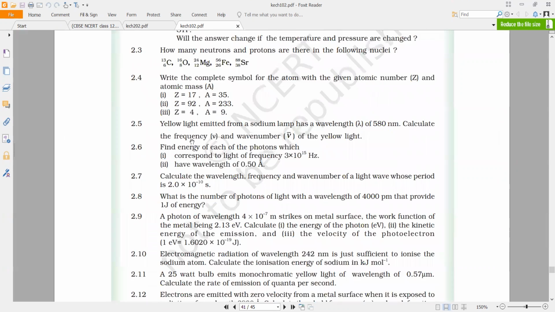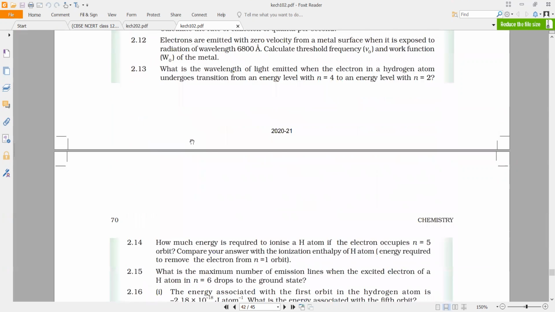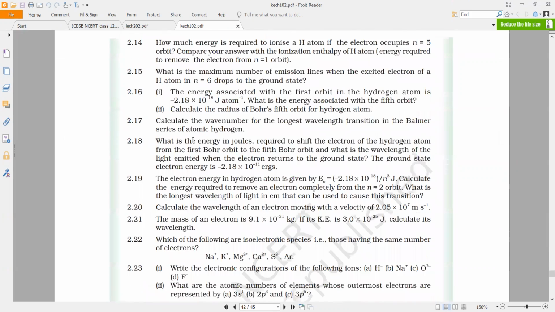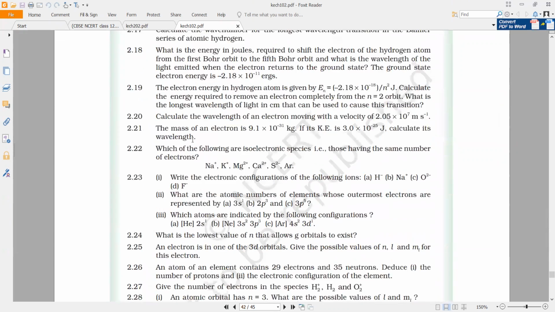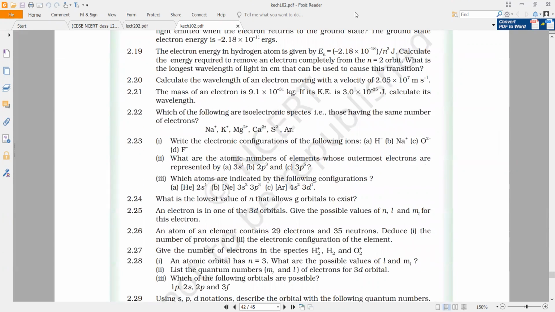So I want to show something else. Now tell me, if you do not know how to write from the noble gas configuration, then how will you write? See this question here. In the question also they are saying which atoms are indicated by the following configurations, and the configurations that you see here are helium 2s1, neon 3s2 3p3, argon 4s2 3d1, right? So all of these are based on the noble gas, yes or no?